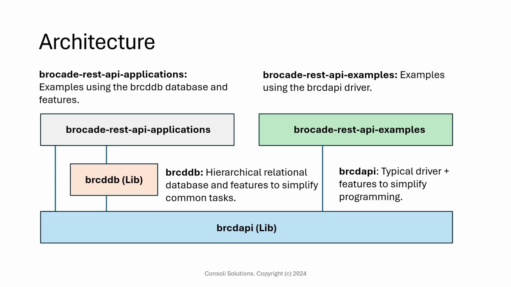This is a high-level overview of the architecture. Starting from the bottom, the Brocade API library is a traditional driver with some value-added functions. The Brocade library is a hierarchical relational database. The Brocade REST API examples only use the driver. They were originally intended as examples for developers, but some were useful as standalone utilities, so I added a command line front end to them. The Brocade REST API applications rely heavily on the Brocade DB library and are discussed in greater detail in the other YouTube videos in this series.